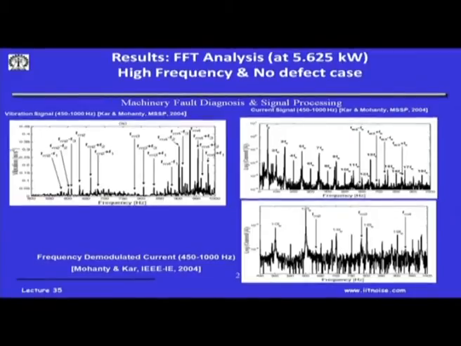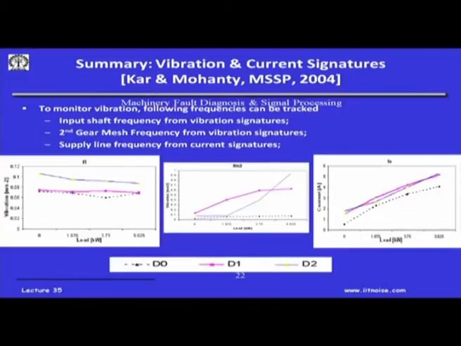But because this came out of our research, I am showing all the possible scenarios which are available. I could be monitoring the fourth gear or the third gear or the second gear depending on my frequency of interest. And this is just to summarize what we have found out in the vibration and current signatures. To monitor vibration, the following frequencies can be tracked: input shaft frequency from vibration signatures, second gear mesh frequency from vibration signatures, supply line frequency from current signatures.